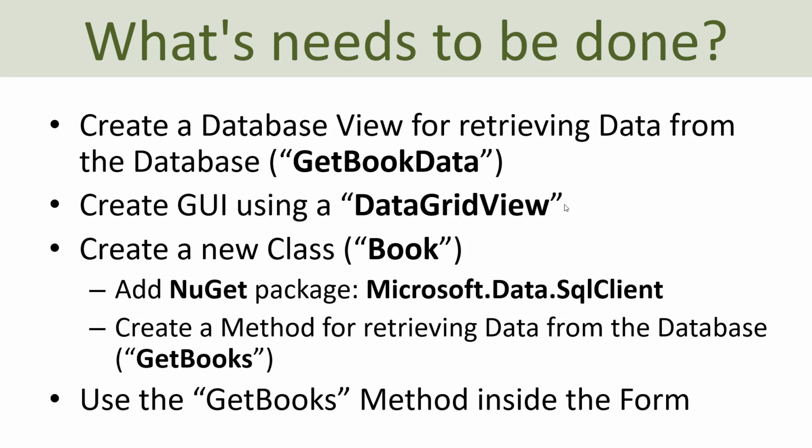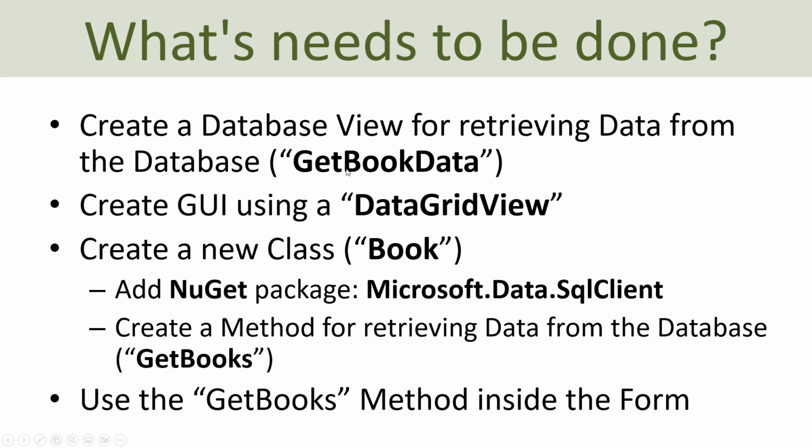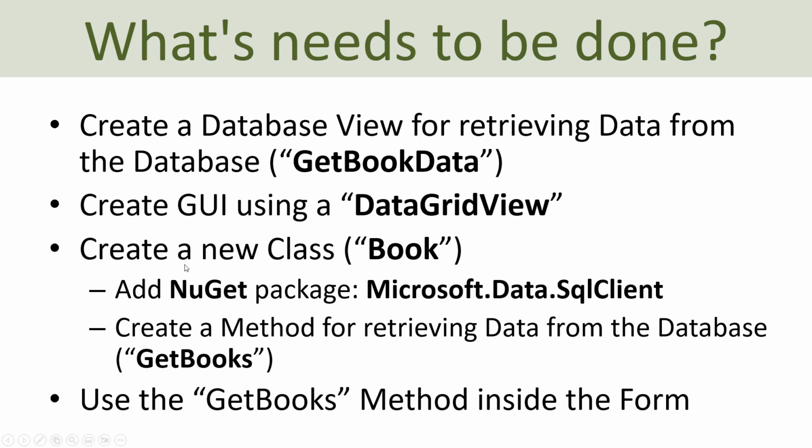What other steps need to be done in order to create this form? Since we are going to create a data grid view that retrieves data from the database, typically we want to create a database view for retrieving data. I have created a database view called get book data that I'm going to insert into my database. Then I'm going to create the graphical user interface, which is a data grid view. Then we need to create a class in our Visual Studio project. I call the class book.